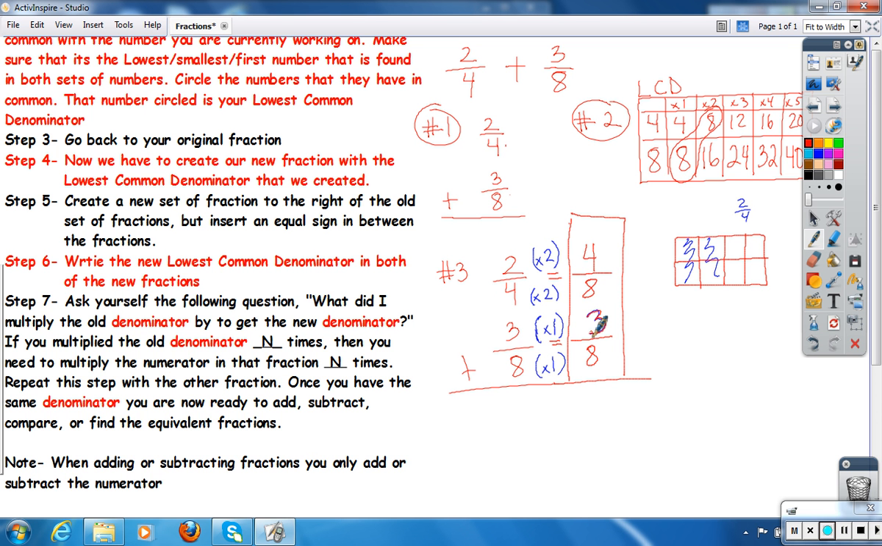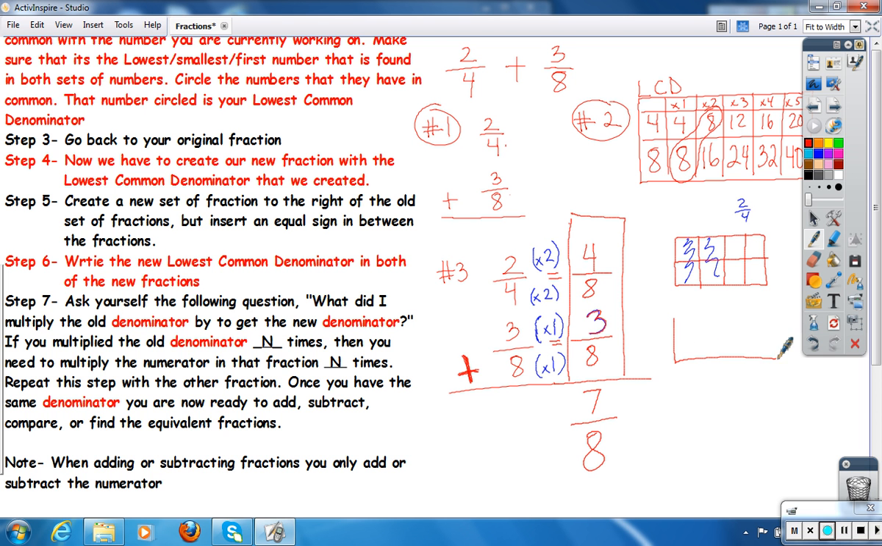One thing we have to keep in mind is that when adding or subtracting fractions, you can only add or subtract the numerator. So what am I going to add here? Remember, here's the addition. Are we adding or multiplying? So 4 plus 3 equals 7. And what happens to the denominator? It stays the same.